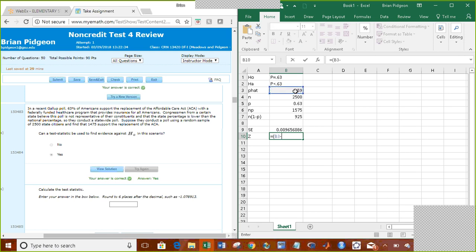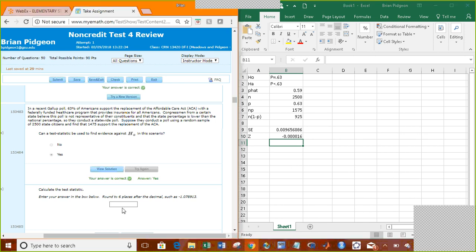So P hat minus P, divided by the standard error. And then we want just 6 decimal places. That's 1, 2, 3, 4, 5, 6. And yes, test statistics can be negative, p-values cannot.